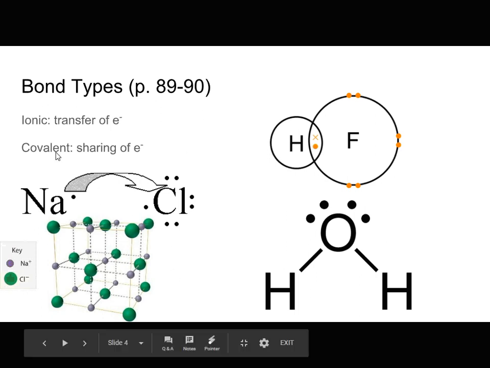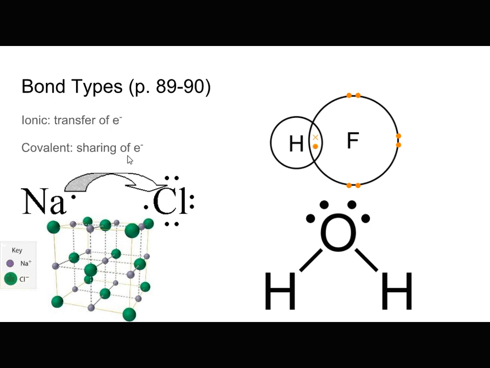A covalent bond is due to a sharing of electrons. This occurs between nonmetals because in an ionic, a metal will give electrons to a nonmetal. In a covalent, you have two nonmetals, so both need to gain. They both can't gain, so they do the next best thing of sharing.